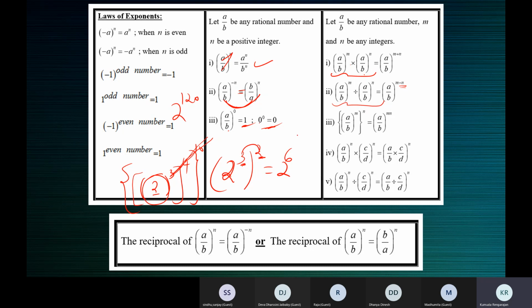All right, children. When the base is raised to multiple powers, multiply all the powers. Here the base is a by b, raised to the power m, and again raised to the power n. Multiply the powers. Write the base once: a by b to the power mn, meaning m into n.